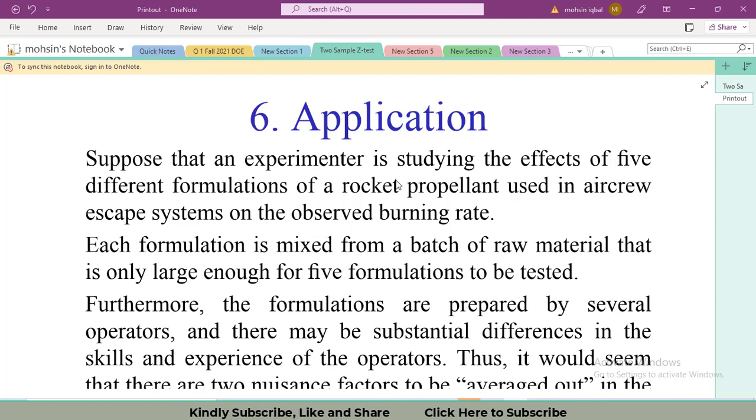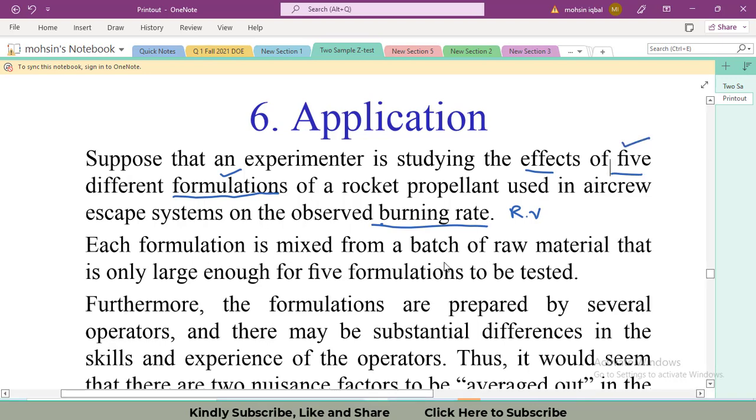Suppose that an experimenter is studying the effect of 5 different formulations of a rocket propellant used in the aircrew escape system on the observed burning rate. So the observed burning rate will be my response variable, and the effect of 5 different formulations, so the formulation becomes my factor of interest. This will be our main factor, and I will perform the 5 treatments. Okay, and then we will move forward.